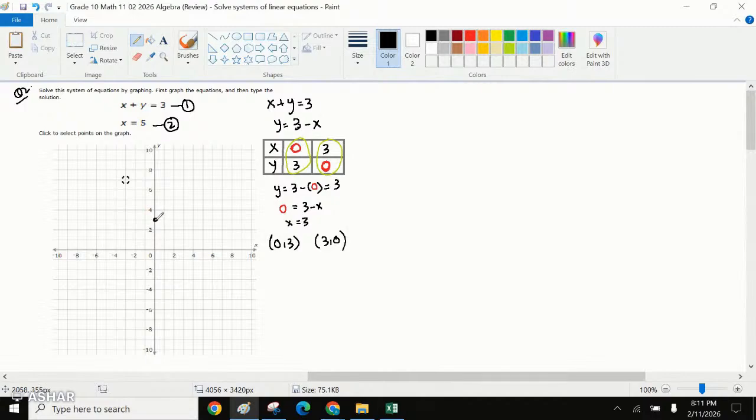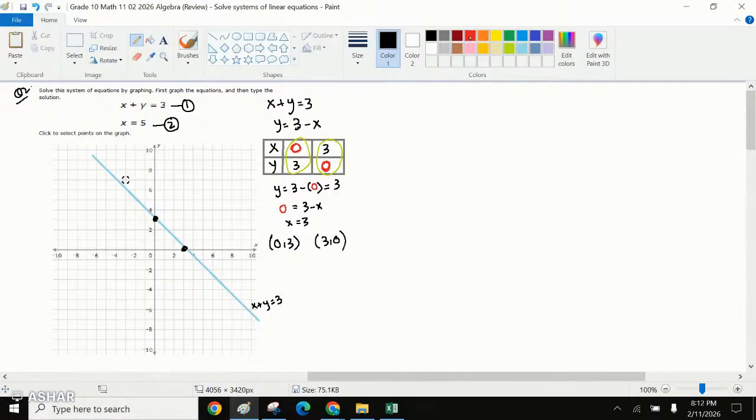0 comma 3: x was 0, y was 3. The second point is 3 comma 0, that is this point. So once we join these two points together, can we say the line is formed something like this? We can always extend the line. So the first line is drawn something like this, and the equation of the first line was x plus y is equal to 3.